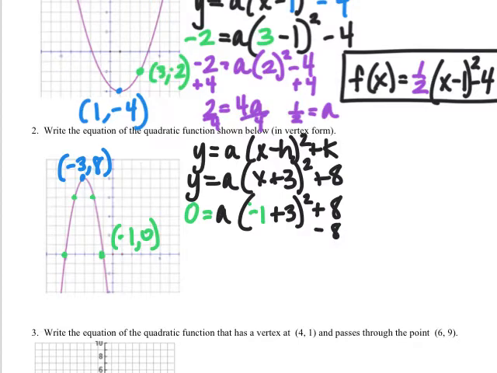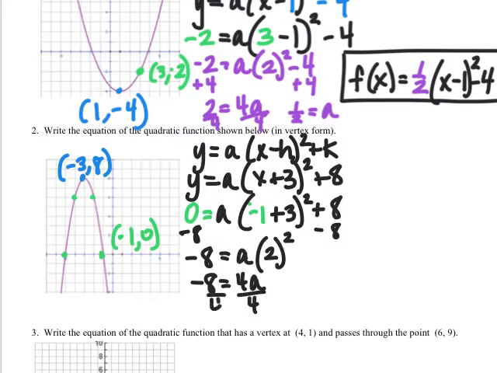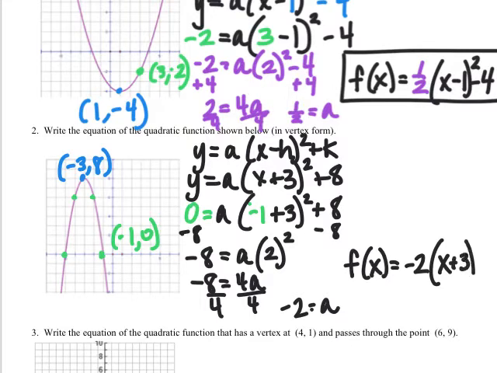I'm going to go ahead and subtract that 8 to the other side. So I get negative 8 equals a times, let's see, negative 1 plus 3 is 2. So that's negative 8 equals 4a. And we get negative 2 equals a. Now, were we expecting a negative a? Yes, we were, because we see that this parabola opens down. So my final answer here would be negative 2 times x plus 3 squared, I got to keep that vertex in there, plus 8.